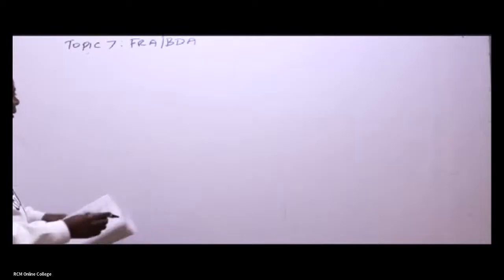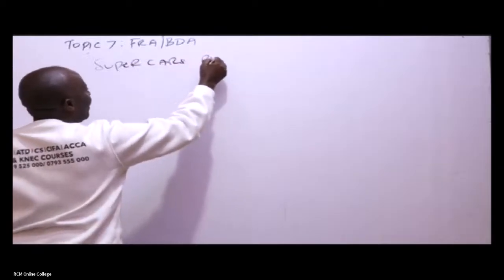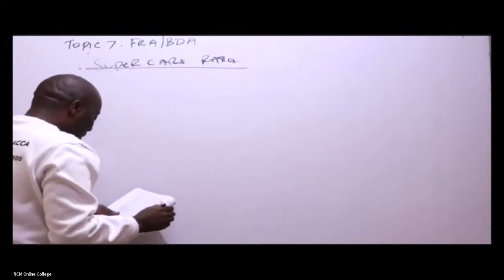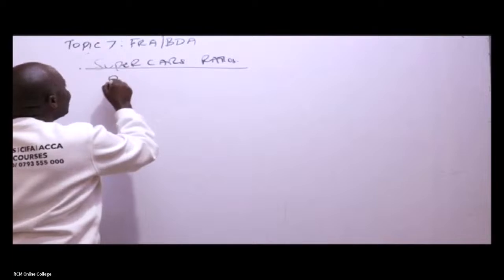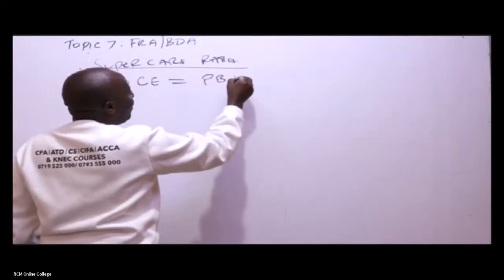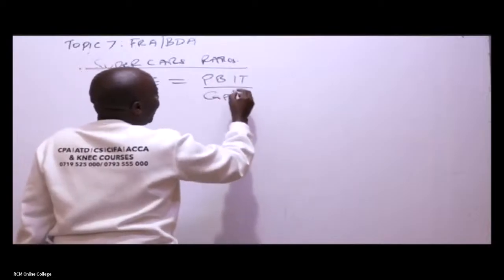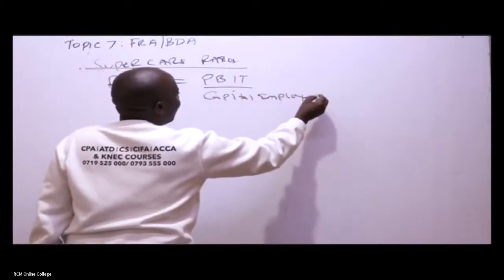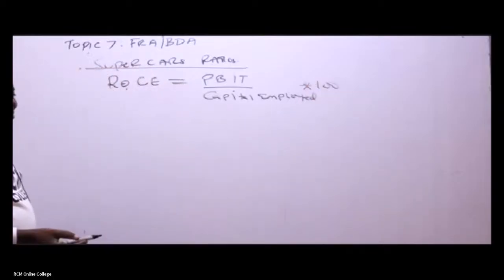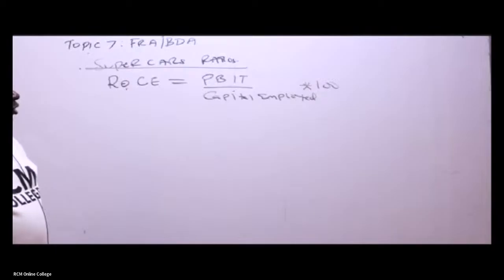So we have, ladies and gentlemen, in this case here, Supercars ratios. So we have return on capital employed. It is simply ROCE. How do I get ROCE? It is PBIT, operating profit, over capital employed, times 100. Don't say times 365. This is not a period. When we mark these papers, nobody sees great things. So PBIT over capital employed.